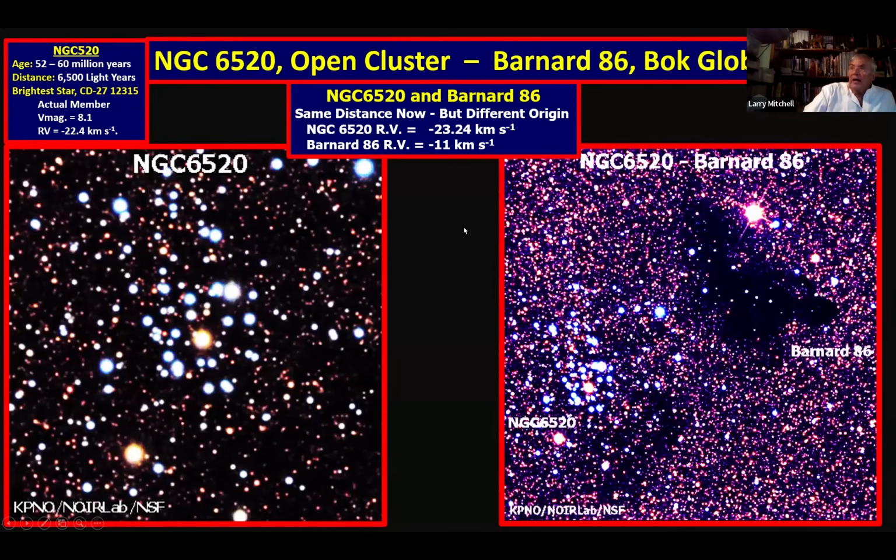NGC 6520 is an absolutely gorgeous open cluster. It looks like a flower with a bright star in the center with the flower petals around it. And it is parked right next door to one of the darkest dark nebulae in the sky, Barnard 86. There was some speculation that this Barnard 86 is a Bok globule, with stars forming within this dark cloud, and that possibly NGC 6520, which is right here, formed out of the cloud.